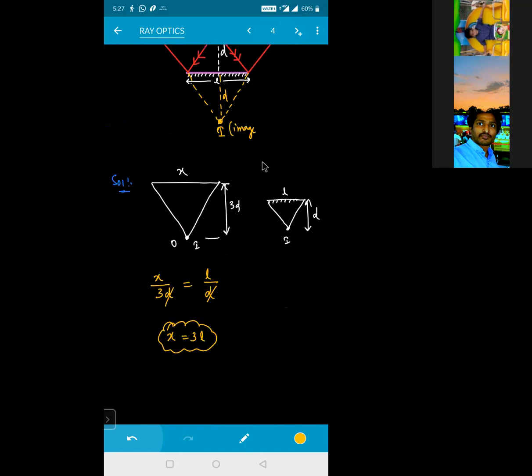See, one larger triangle, one smaller triangle. This side and this side, this side and this side. So just equate the two triangles' side conditions. X by 3D must be equal to L by D. So X will be equal to 3L. This side by this side, or this side by this side, anything is fine.